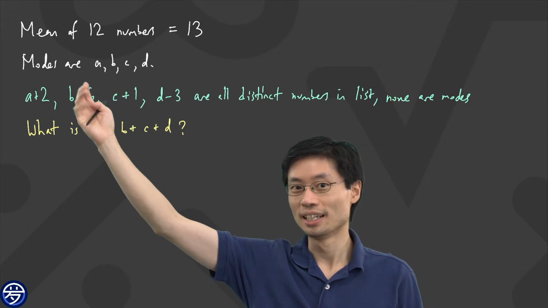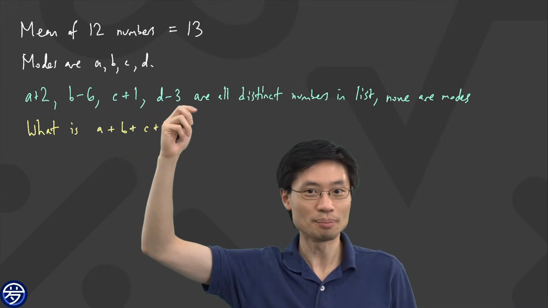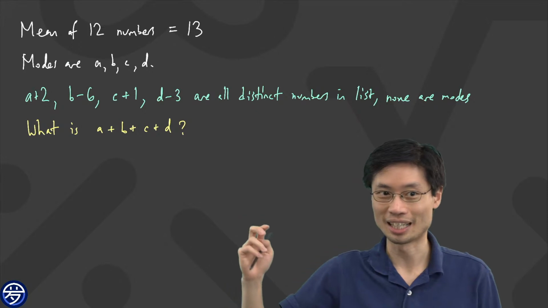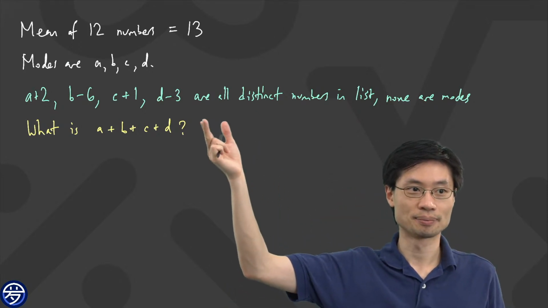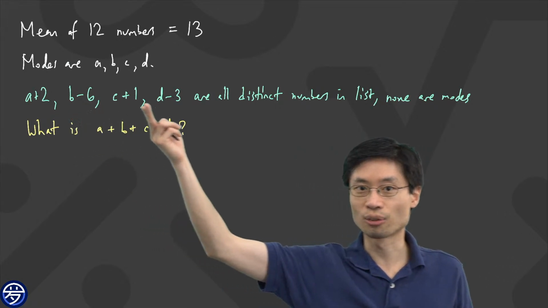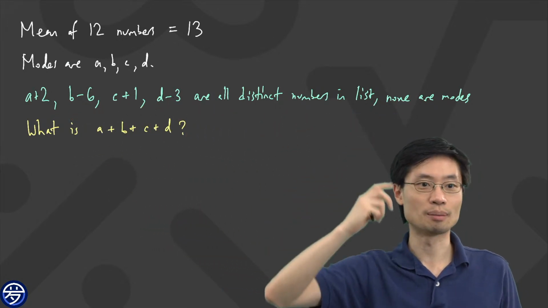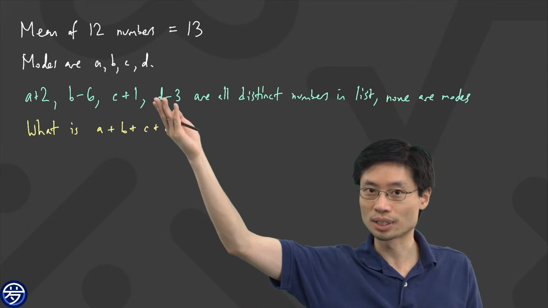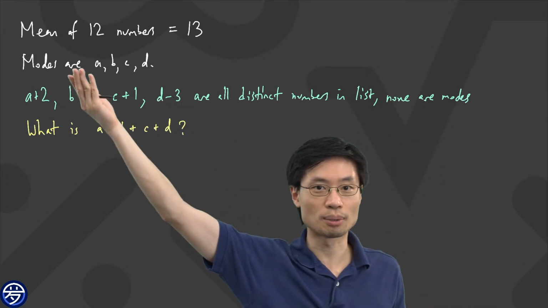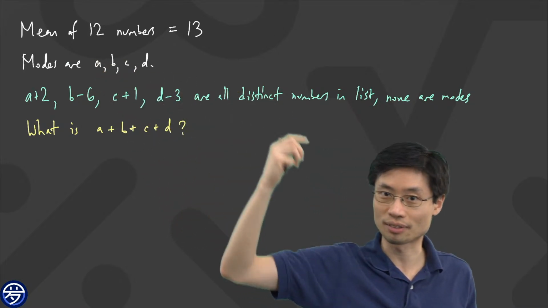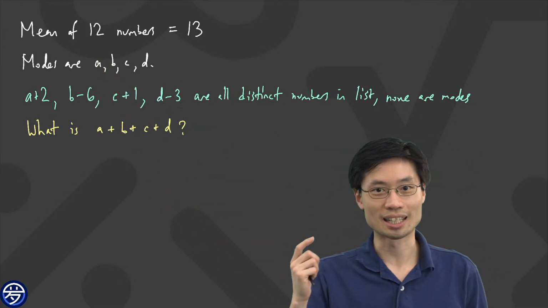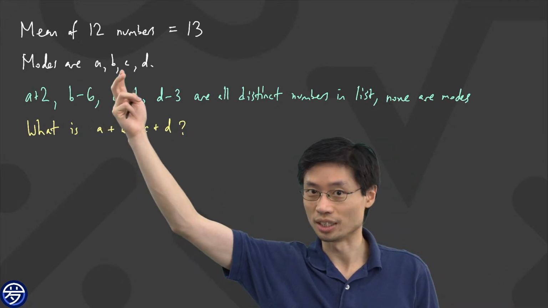How many people think that if I've got 4 modes in 12 numbers, each of those numbers should appear 3 times? That's actually what I thought at first. Except that then I read the next thing. And the next thing said that here are 4 other numbers and none of them are modes. So if none of these are modes, then it can't be that I used up all 12 of my numbers already by saying 3, 3, 3, and 3 of those. So that means that I maybe have 2 of each.